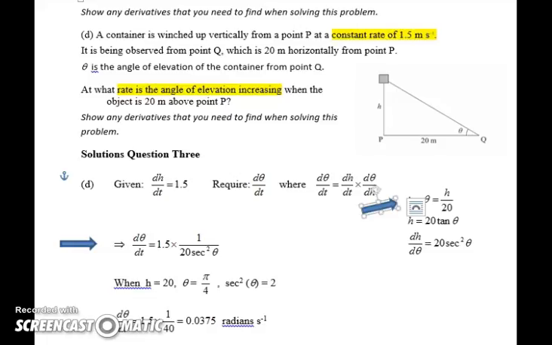I need the value of theta to substitute into this, so I'm going to go back to my first step, and I've got this piece in the question where p to q is 20 and p to the observation point is also 20. So h equals 20, tan theta 20 over 20, which comes down to give theta equals pi over 4. To evaluate secant squared pi over 4, remember secant squared is 1 over cos squared. So it's 1 over cos pi over 4, and that value squared. Secant squared equals 2. So we finish the question off, d theta dt equals 1.5 times 1 over 40, or 0.0375 radians per second.